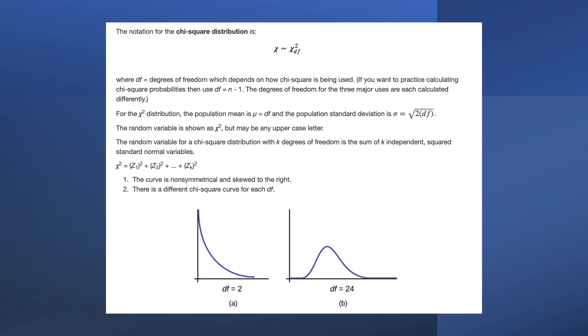So the degrees of freedom for the 3 major uses for each are calculated differently. So for now, we'll just go with n minus 1. We are absolutely not going to go crazy on this.